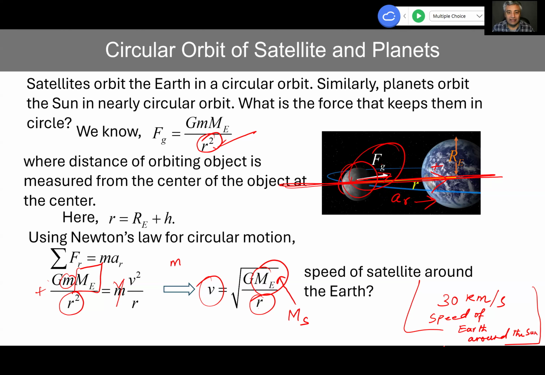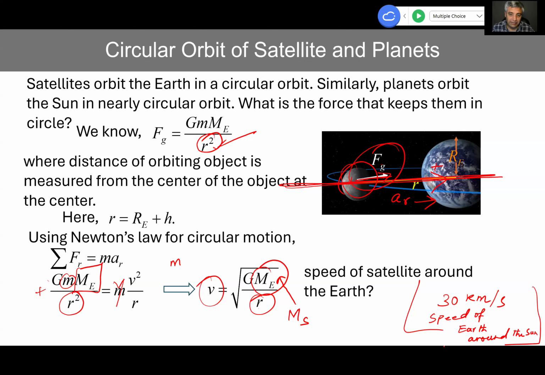Imagine that. Moving nearly 20 miles in a second. How much is 1 second? About a snap. One Mississippi, right? Probably you learned that. So that's how fast Earth is moving around the sun.